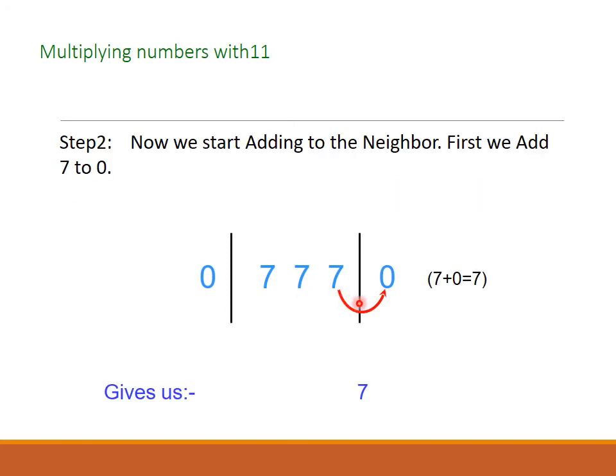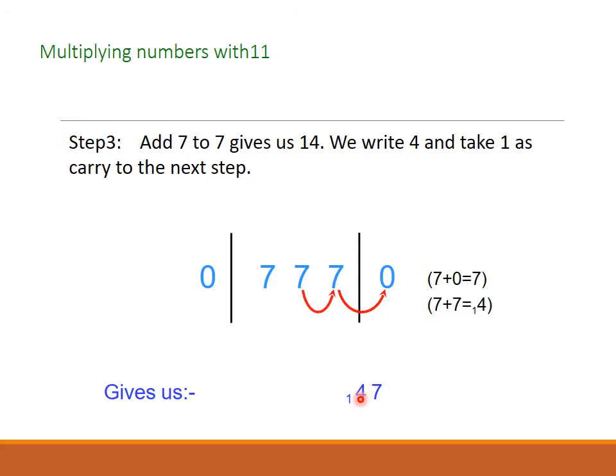And now here 7 plus 0, we start adding to the neighbor. First we add 7 plus 0 and it is 7. After that again 7 plus 7, it's 14. Now here this one will go to the carryover in the next.